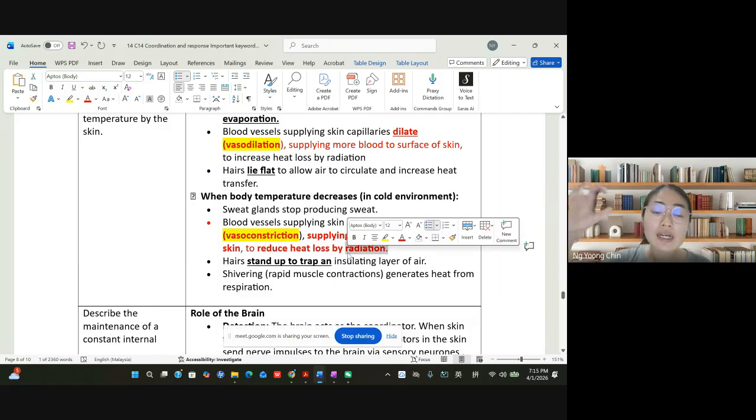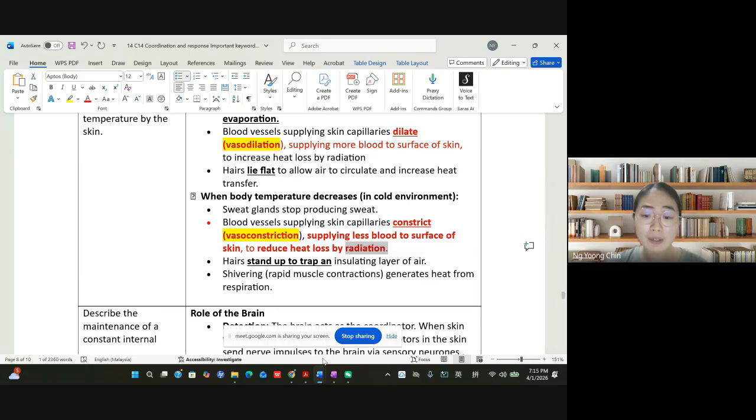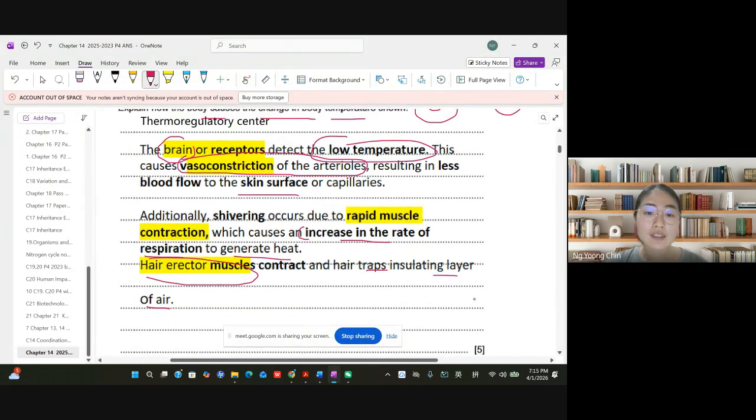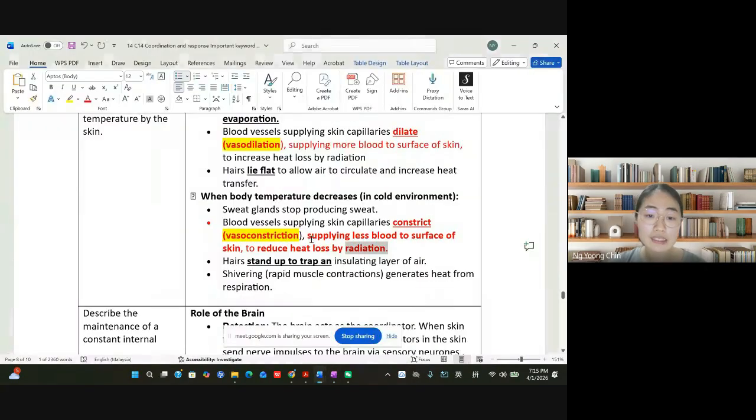So that's why you need to write your answer in a more detailed way in order to get the marks. Because it's about how many marks? 5 marks. If you write the answer right, you get how many marks? You already write the brain and receptor, first mark, and then vasoconstriction, second mark, and then you write about the less blood flow to the skin surface, third mark. And then for this one, shivering because of rapid muscle contractions. And for this one, hair erector muscle contracts. So this is the 5th mark. So that's why you need to write the process and then elaborate it.